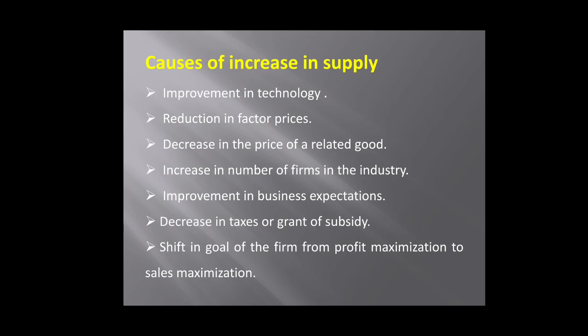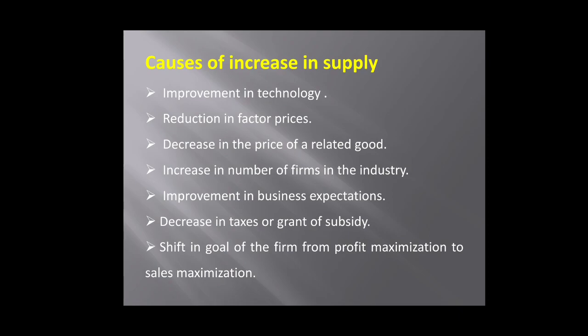Improvement in business expectations prompts higher investment, hence causes a rightward or upward shift in the supply curve. A forward or rightward shift in the supply curve is also caused by a decrease in taxes, which decreases the overall cost of production. On the other hand, the grant of subsidy to producers motivates them to produce more, and hence supply increases at the existing price, which also leads to a forward or rightward shift in the supply curve.